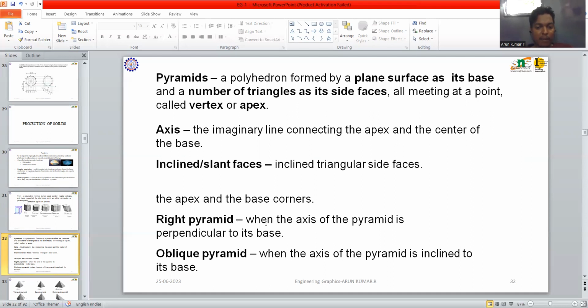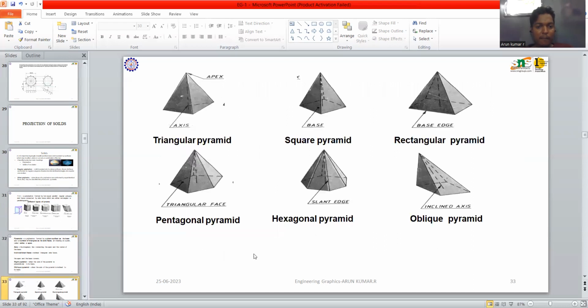A right pyramid is one where the axis of the pyramid is perpendicular to its base. An oblique pyramid is one where the axis of the pyramid is inclined to its base. Here I also show the different types of pyramid shapes: triangular pyramid, square pyramid, rectangular pyramid, pentagonal pyramid, hexagonal pyramid, and oblique pyramid.